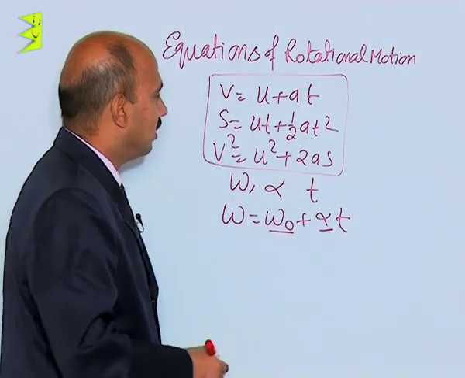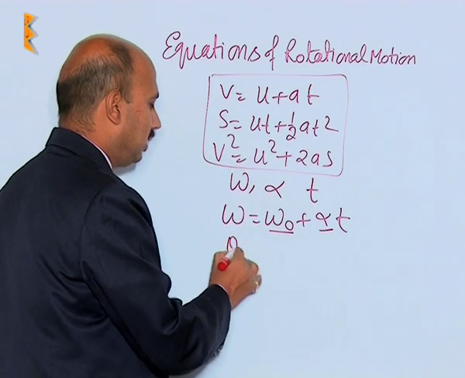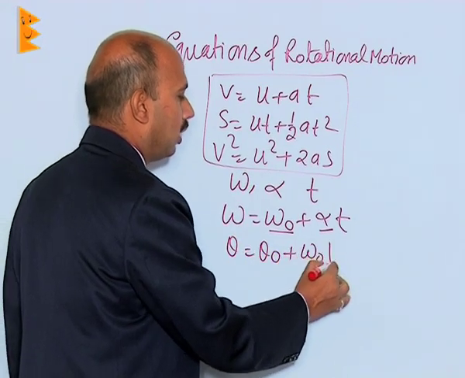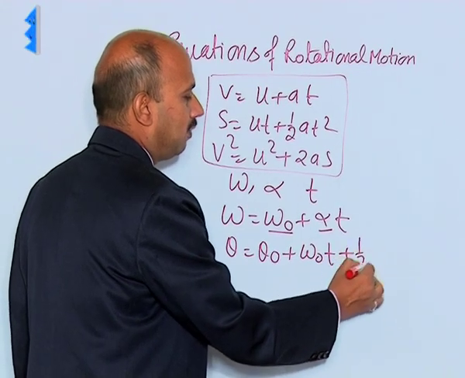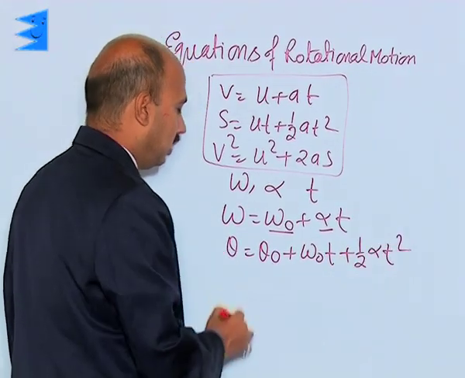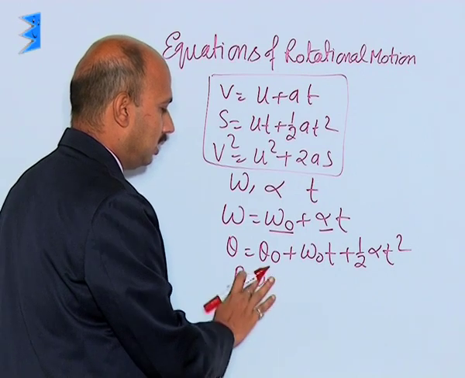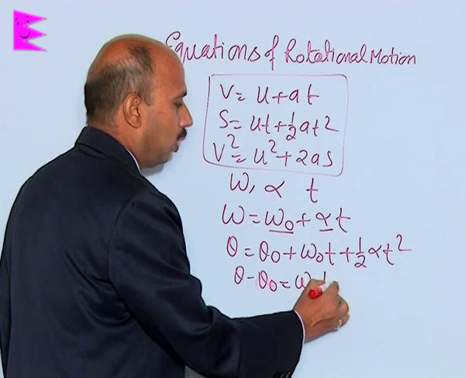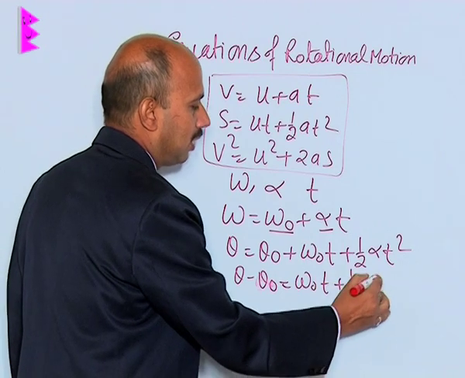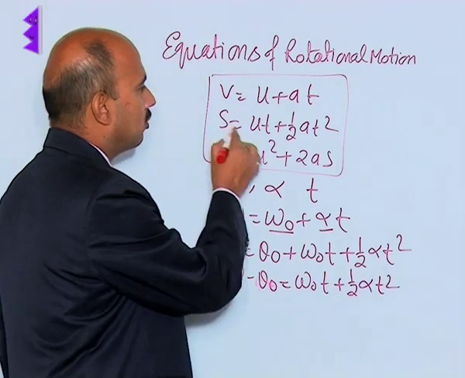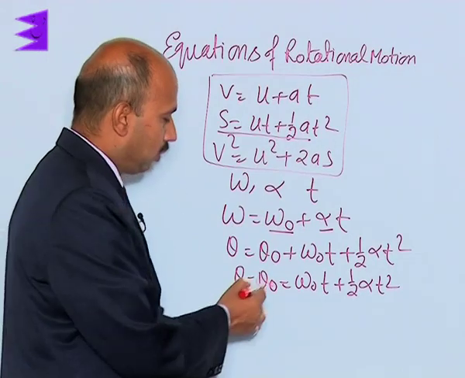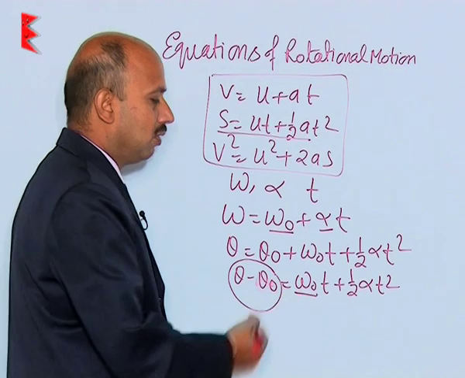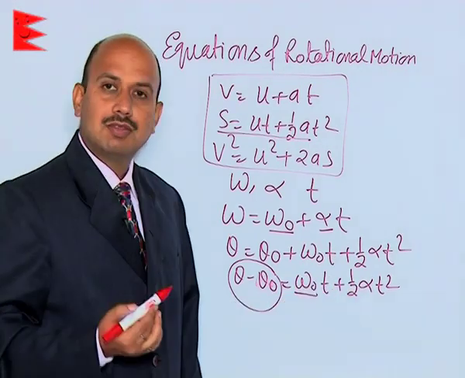that is uniform acceleration. We can write theta is equal to theta naught plus omega naught t plus half alpha t square, that is theta minus theta naught is equal to omega naught t plus half alpha t square. So, this equation corresponds to this. Here angular displacement is theta minus theta naught, omega naught is initial angular velocity, alpha is angular acceleration.